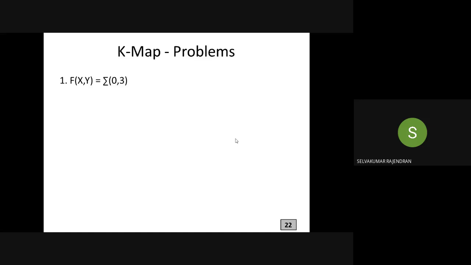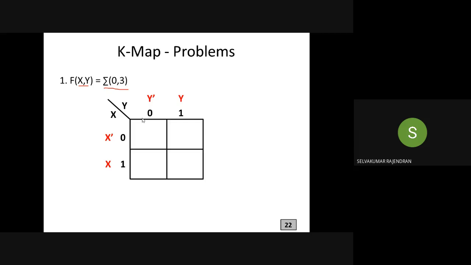So we'll see some problems based on K-map. We know the procedure to simplify a given Boolean expression using K-map. This is the given Boolean expression in terms of sum of minterms: f of x comma y equals the sum of minterms 0 and 3. It is a 2-bit K-map, so we should have a K-map like this with 4 cells. x is denoted in the rows and y is denoted in the columns.